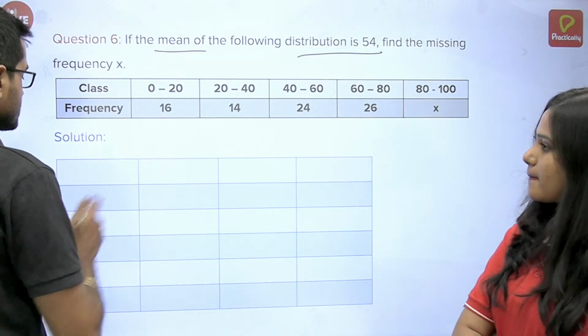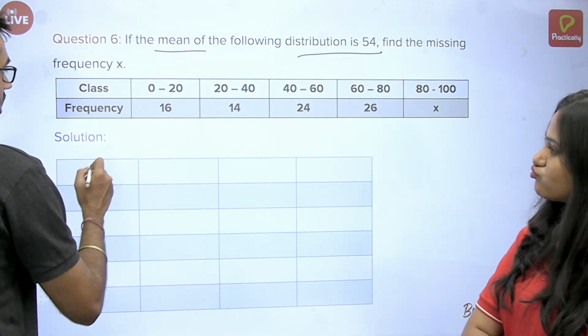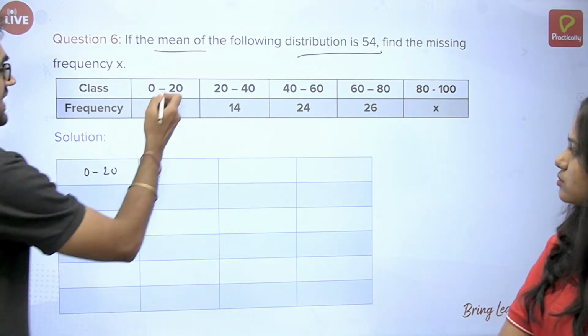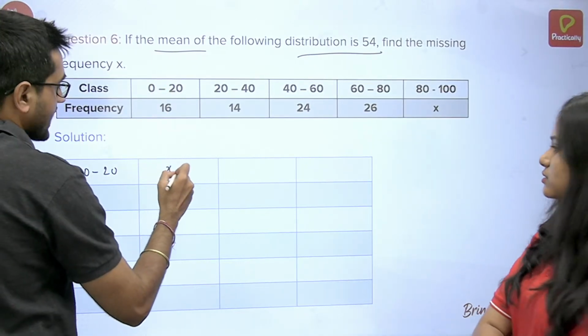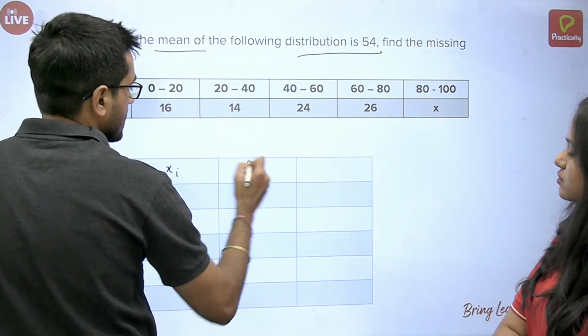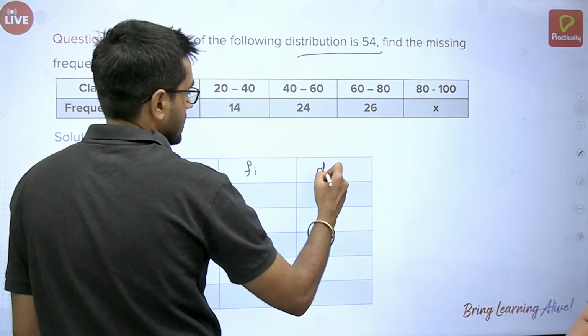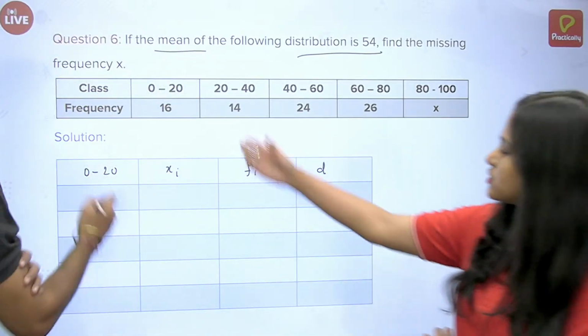I think for this time let us write the fi. So I'm writing the class 0 to 20, and I'm writing the class mark as well, xi. I'm writing the fi, and I think I can write di, or directly fi xi, because let's see the values of these.